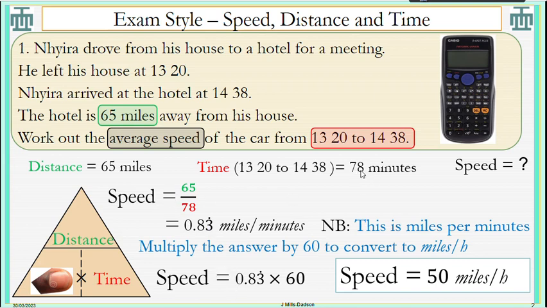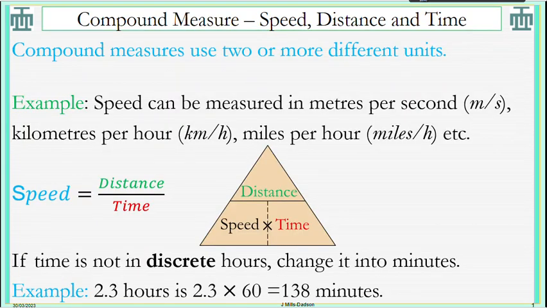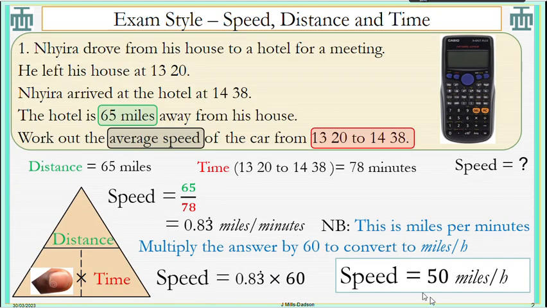Remember, you divide it by minutes, so to convert the answer, multiply the answer by 60. And like I showed you before, we had the time in minutes because it's not a discrete number, so we converted it into minutes, and therefore we need to convert it back by multiplying by 60. So the final answer is 50 miles per hour.